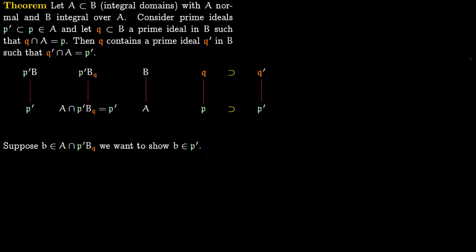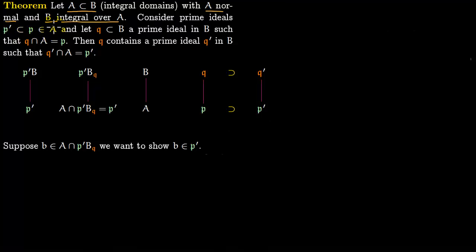So now we discuss the going down theorem. Say we are given an integral domain like this, A lies in B, with A being normal, that is integrally closed, and B being integral over A. Then consider these prime ideals p' contained within p.